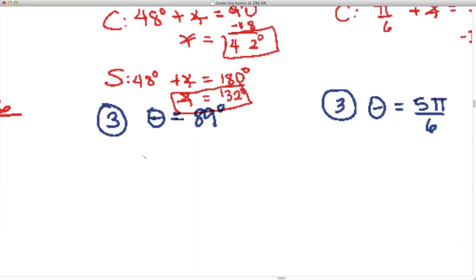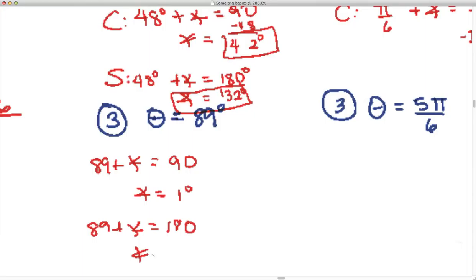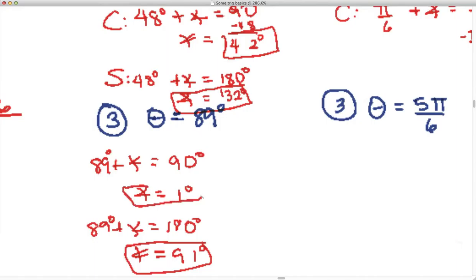89 degrees, we know hopefully by inspection. Then we have 89 plus angle equals 180. So angle is going to equal 91 degrees. Complement, supplement.